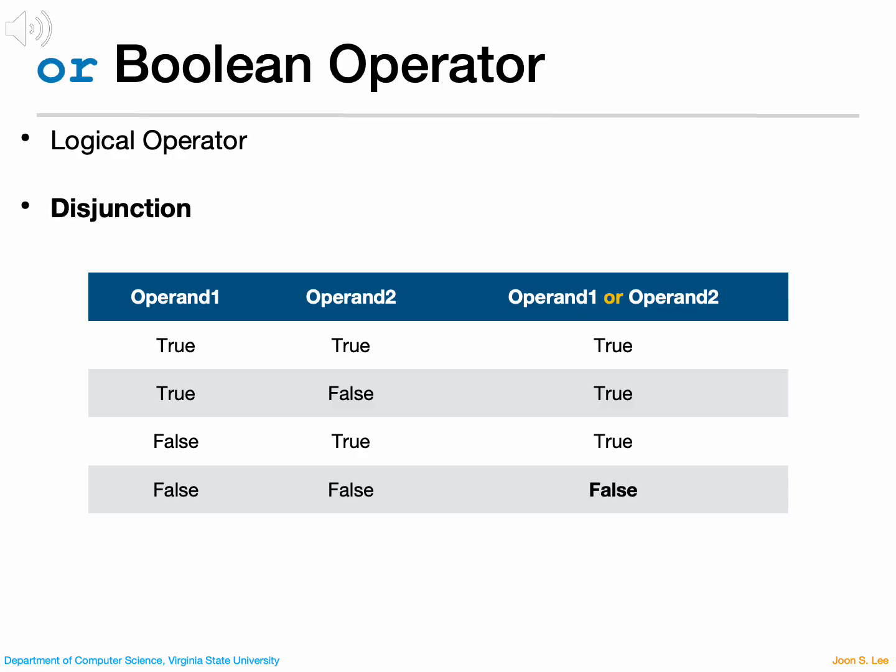The OR operator is a logical operator that performs a disjunction. This means the result will be true if at least one of the conditions is true. Looking at the truth table, if both operand 1 and operand 2 are true, the result is true. If operand 1 is true and operand 2 is false, the result is still true. If operand 1 is false and operand 2 is true, the result is still true. The only case where the result is false is when both operand 1 and operand 2 are false.